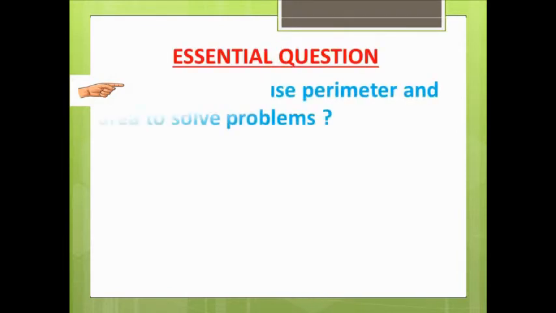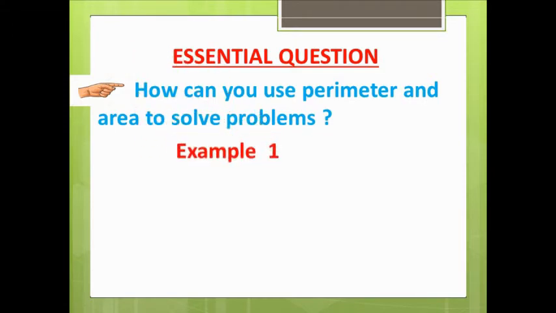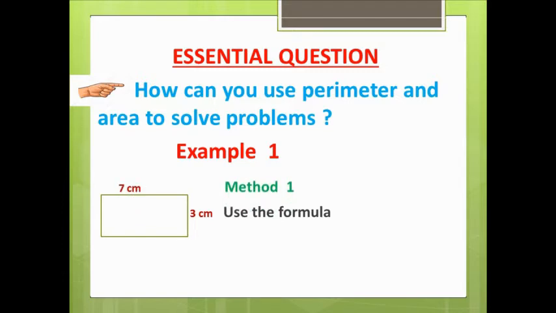Our essential question: How can you use perimeter and area to solve problems? Our example number 1. You can see there we have a rectangle. One side is 7 centimeters, that is the length, and the width is 3 centimeters.